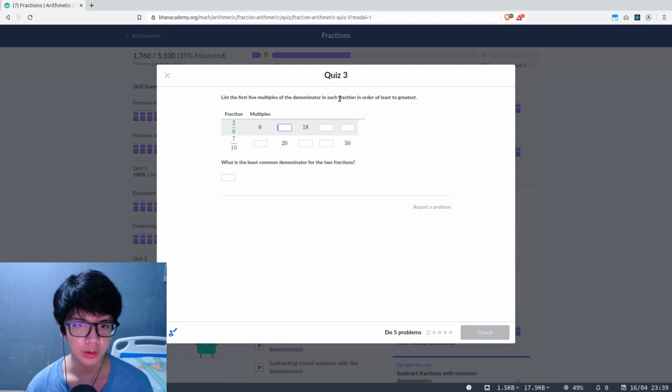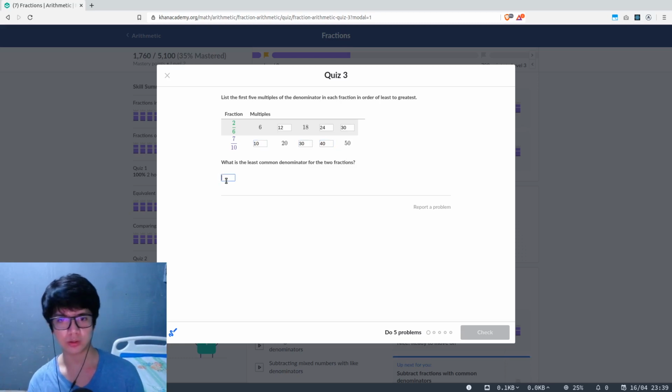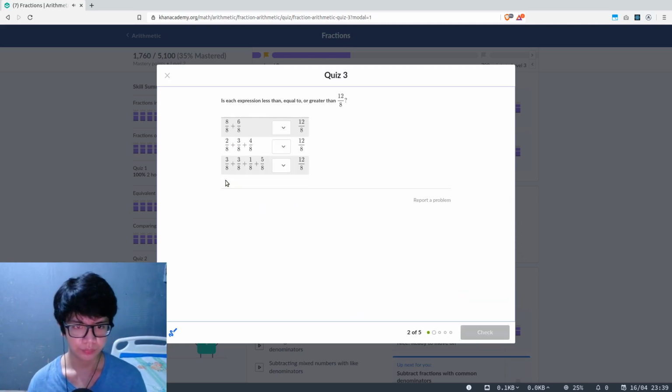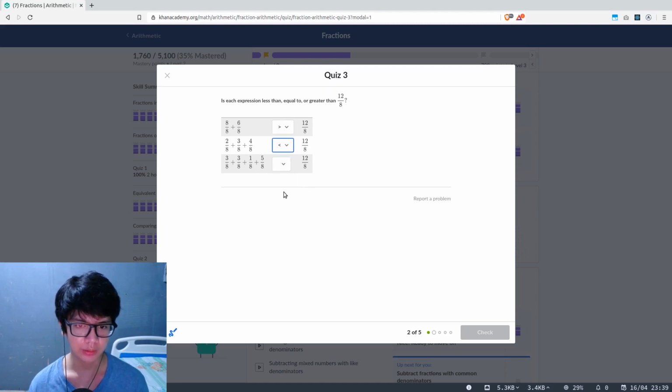This is the first 12, 18, 24, 30. What's this? 10, 30, 34. What is the common denominator for the two fractions? 30. Is this okay? 6, 12, 14, it's greater than. 5, 9, it's less than. 3, 6, 7, 12.